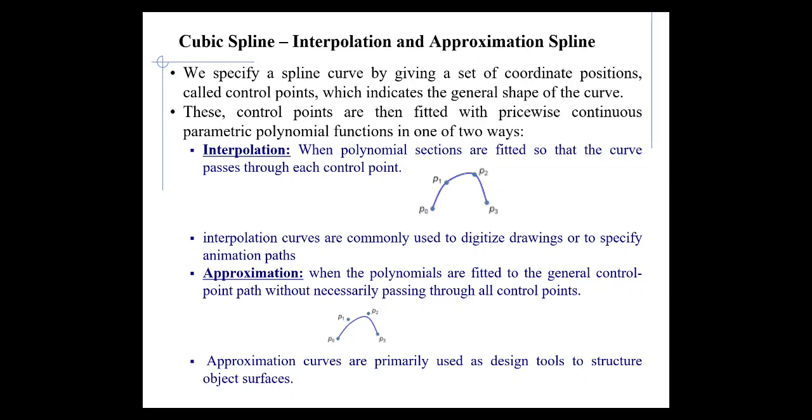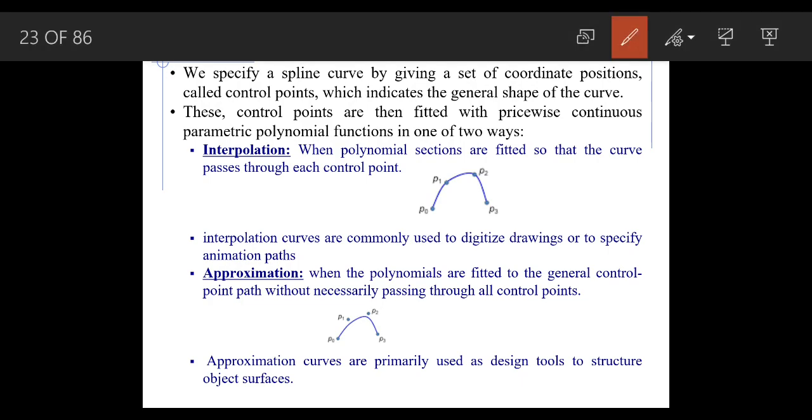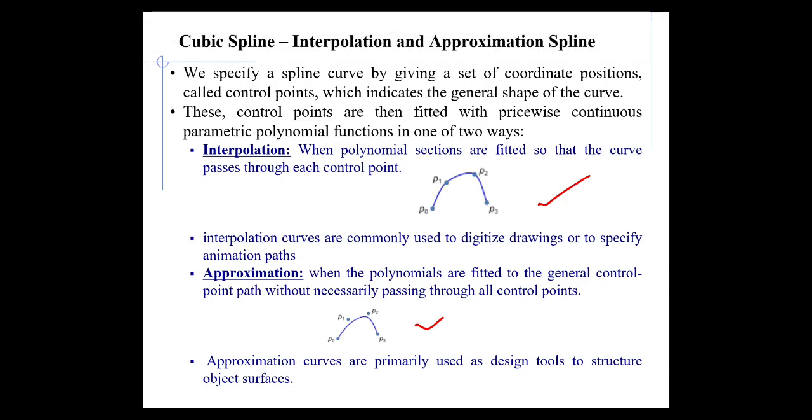Students, in this lecture we are going to study cubic spline curve in detail. In the previous lecture we have seen that any curve can be represented with two types, interpolation and approximation. When a curve passes through all the control points, we call it an interpolation curve. And when it passes through only the first and last, not necessarily all the control points, we call it an approximation curve.